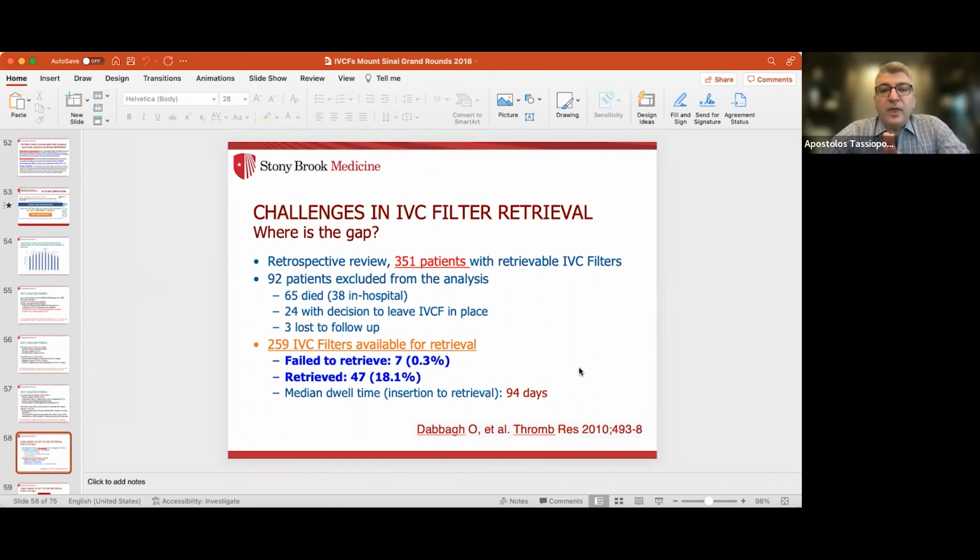So inferior vena cava filter retrieval has remained a challenging task. In a retrospective review back in 2010 of 351 patients with retrievable filters, 259 filters were available for retrieval after they excluded 92 patients. 7 of these patients had an attempt to retrieve that was not successful. 47 were successfully retrieved, but more than 80% of the cases were not retrieved.